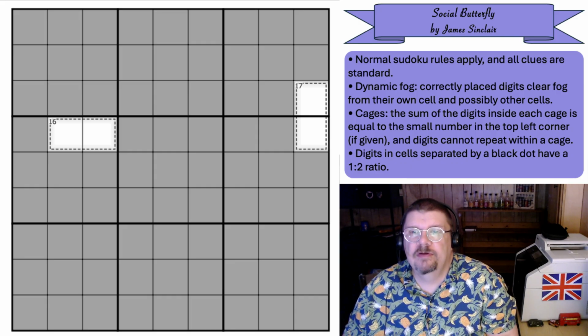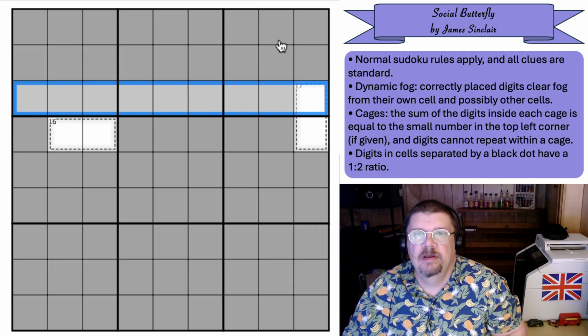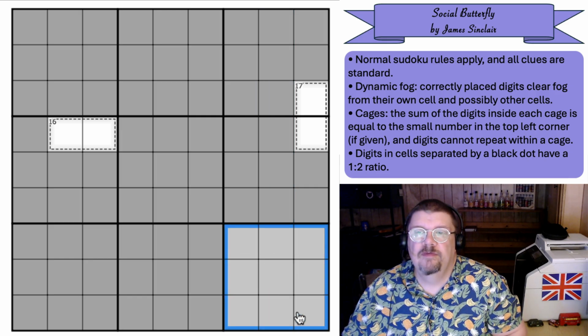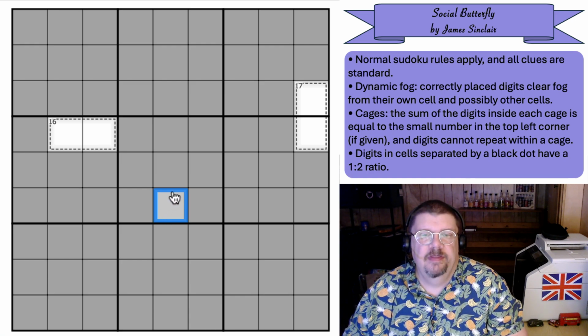With that, let's have a look at the rules. Normal Sudoku rules apply. So we're going to place the digits 1 to 9 once each in every row, every column, and every box. Dynamic fog. Correctly placed digits clear fog from their own cell and possibly other cells. So if I correctly determine that this were a 5, then it would clear fog in that cell, and it might clear some fog somewhere else.